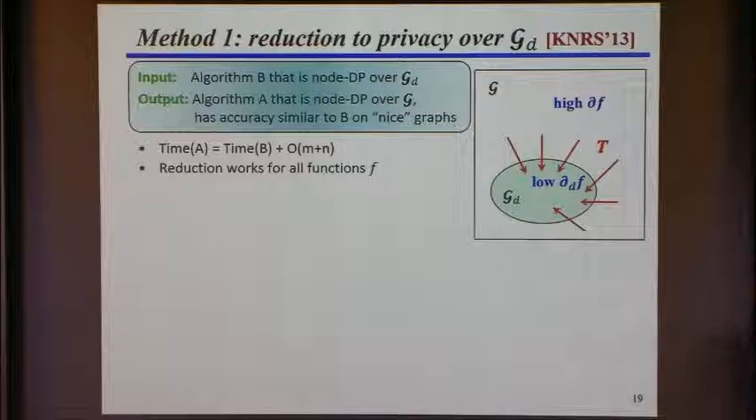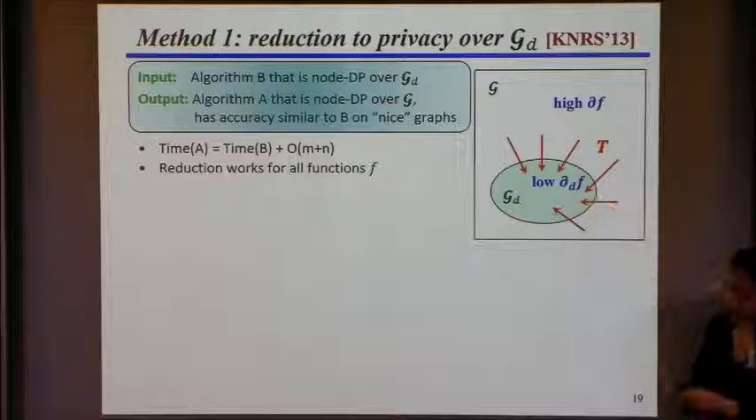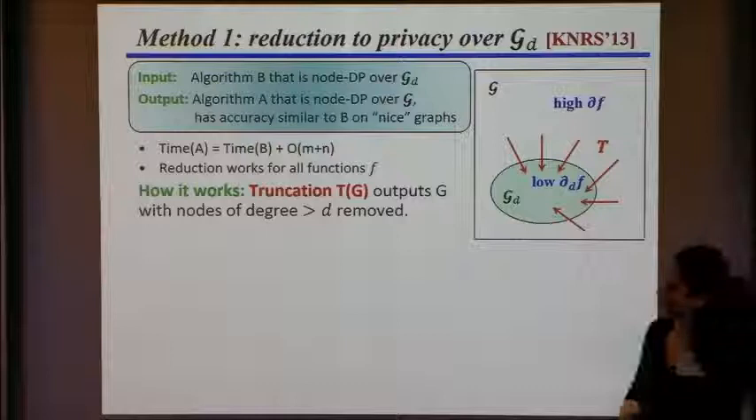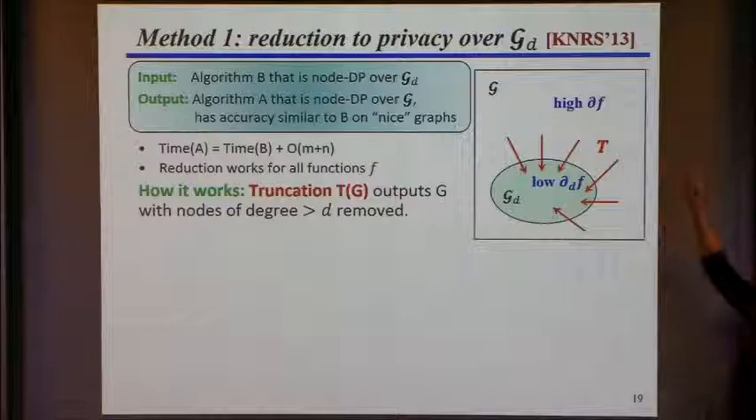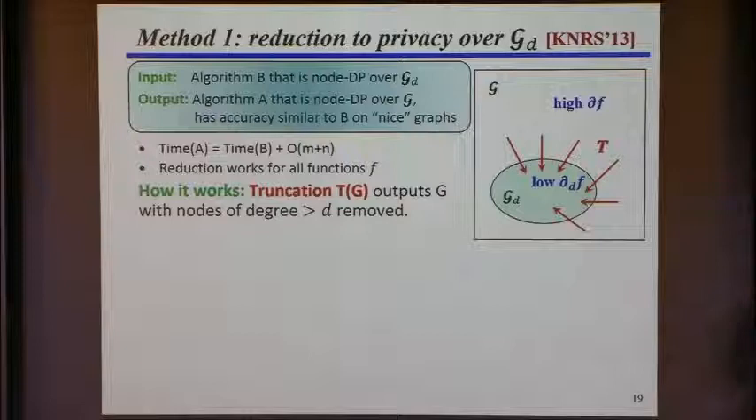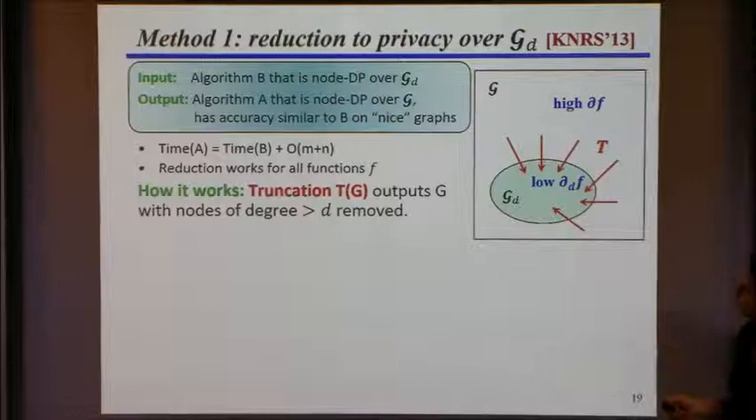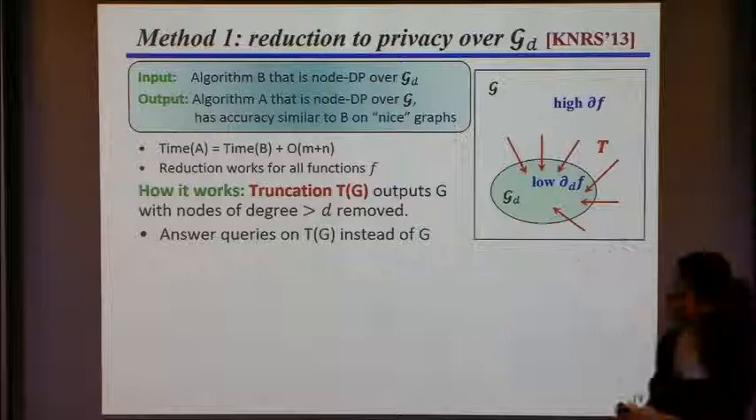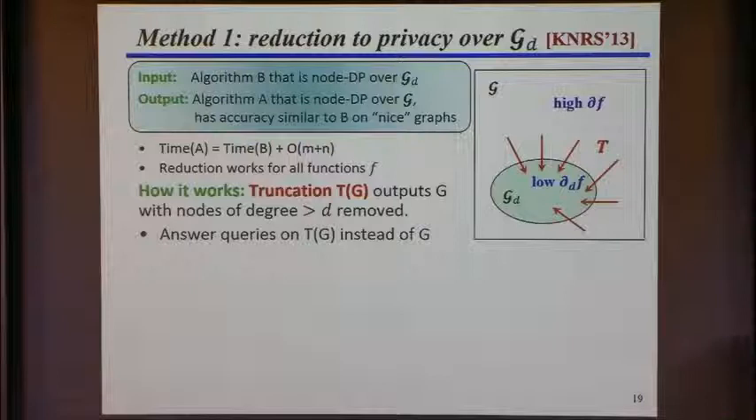Okay, so how does it work? The idea is very simple. We're going to project graphs onto low degree graphs by doing the operation T, which is just a simple truncation. So we're just going to cut out all nodes of degree larger than D. And again, in Blocki et al., they do some more careful removal, which takes longer. But then as a result, they have to add more noise, slightly more noise, in the second step. Okay, so we answer queries on this truncated graph instead of the actual graph. So basically we truncate, and now we're going to compute the number of triangles.